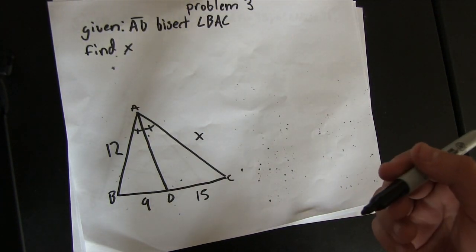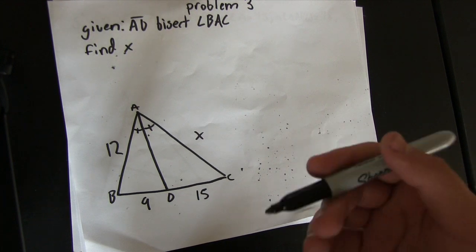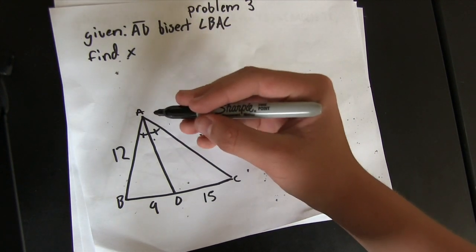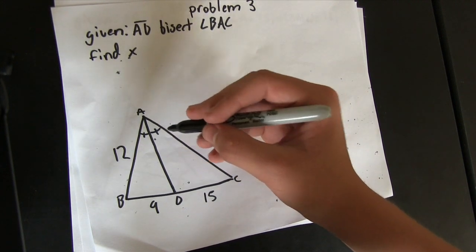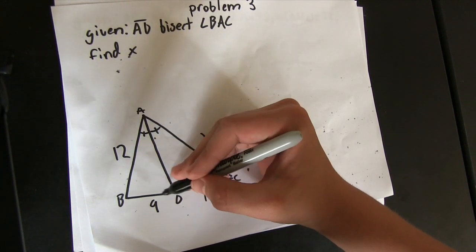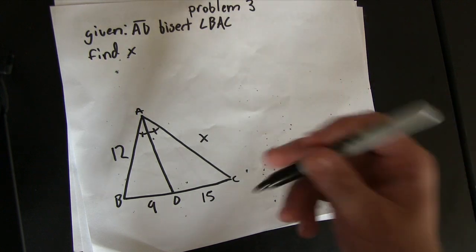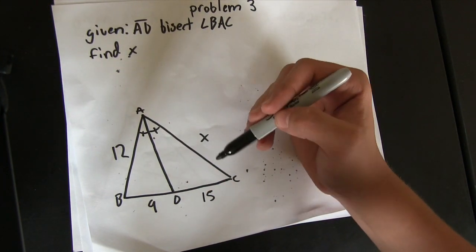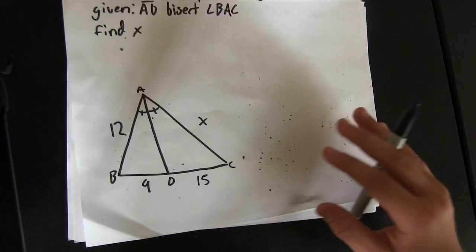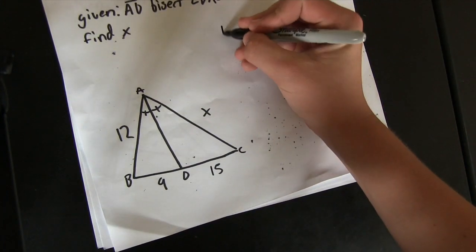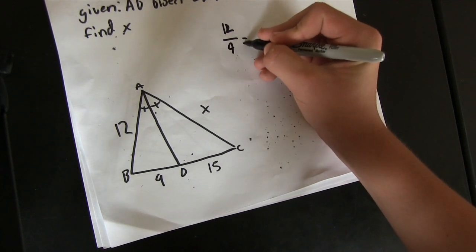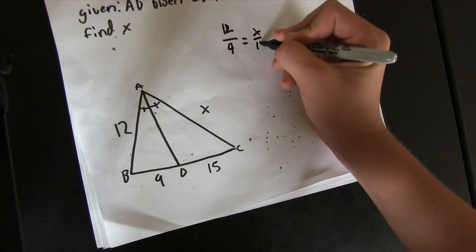We're going to look at the triangle angle bisector theorem in this problem because, as you can see, we have an angle bisector; this line right here goes down to intersect this side. So we know that this side is proportional to this side and this side is proportional to this side. So we're going to set up a proportion. 12 over 9 is equal to x over 15.